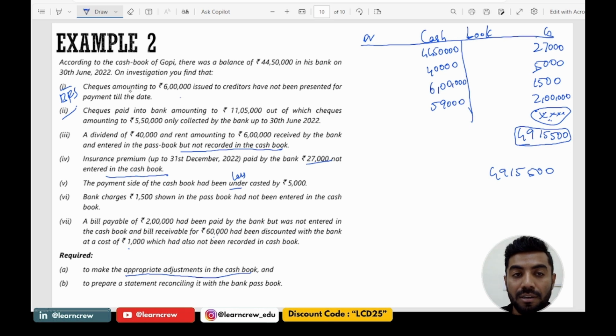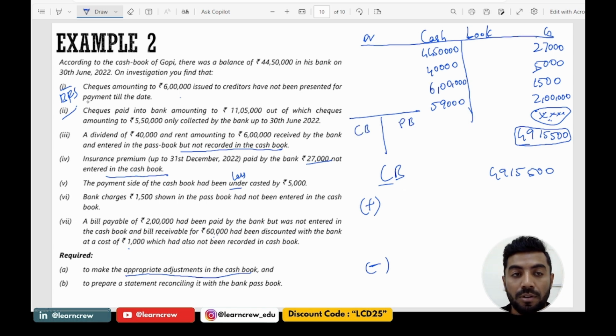Checks amounting to 6 lakh issued to the creditor have not been presented for payment till date. So we'll take that. So this is as per cash book. This balance is as per cash book.